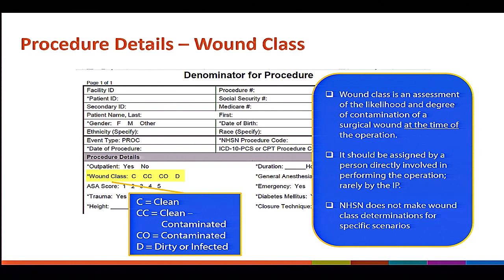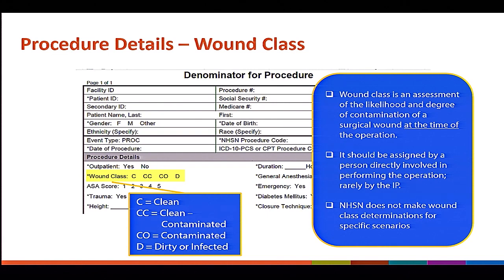I would say that we'll probably receive at least one email a week asking for NHSN to make a determination on wound class. And that's not appropriate for us to do so because we were not present in the OR, and so we are not able to assign that wound class. It really should be assigned by a member of the surgical team.